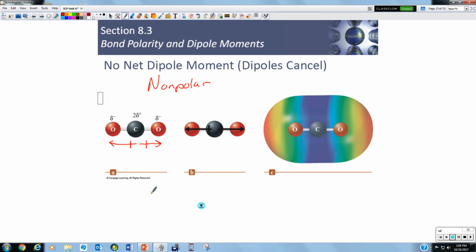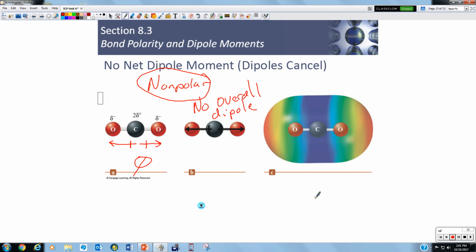Now, if we are considering these charges to be equal and opposite, and since they are the same elements involved, they're equal and opposite, what's the overall net dipole on this? The net is 0 because they cancel each other out, right? So we do not have a dipole. No overall dipole. So this is nonpolar.